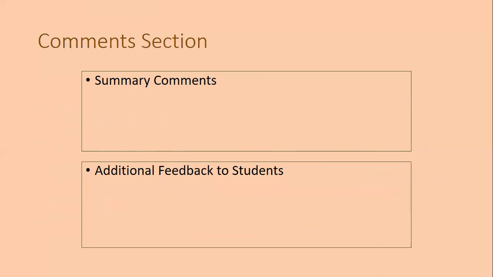The first comment section is for summary comments. These comments go in the Medical Student Performance Evaluation, or the MSPE, which may be used in the Dean's Letter. The second section is for additional feedback that is intended explicitly for students and the clerkship director. These comments are not included in the MSPE. These comments are meant to help the student improve.